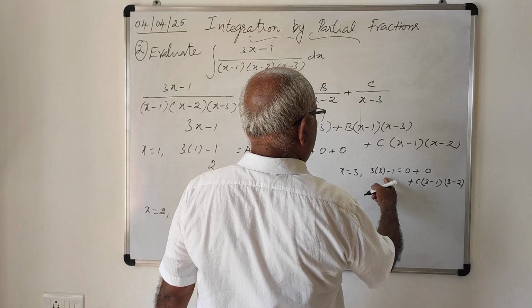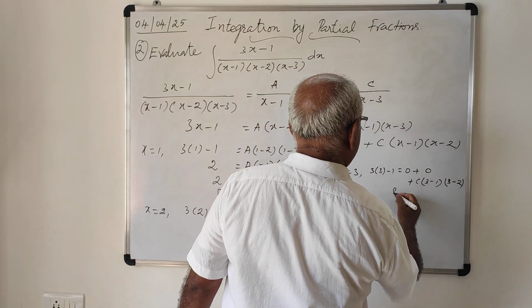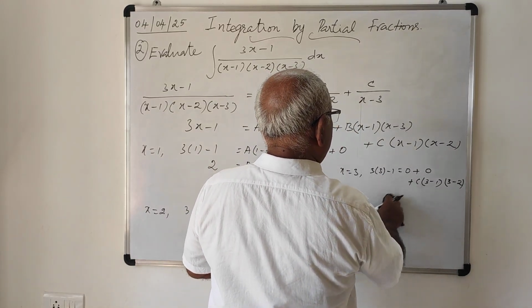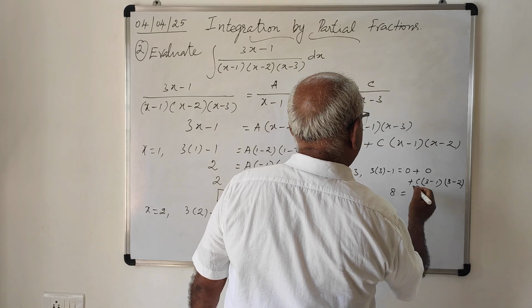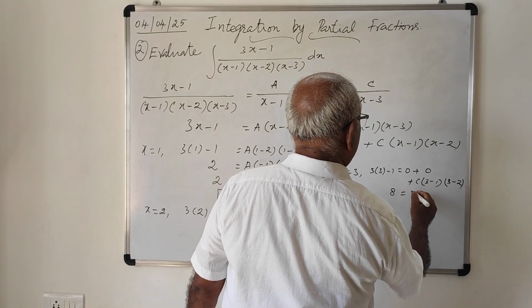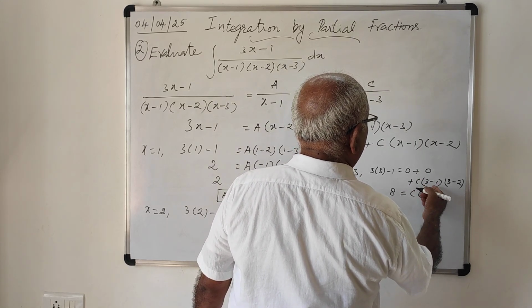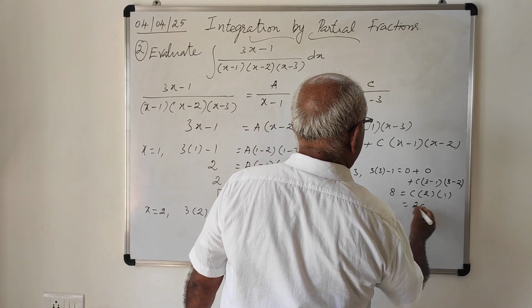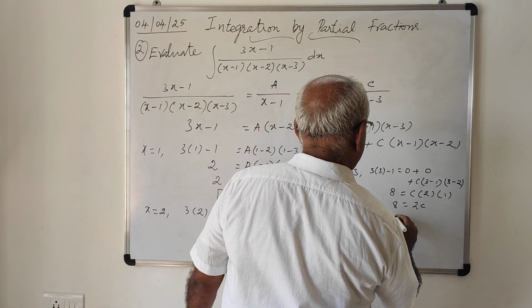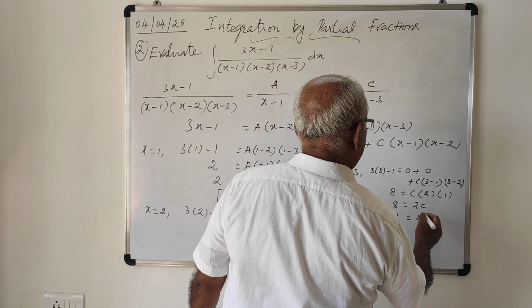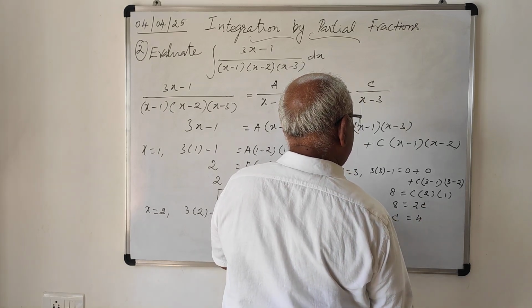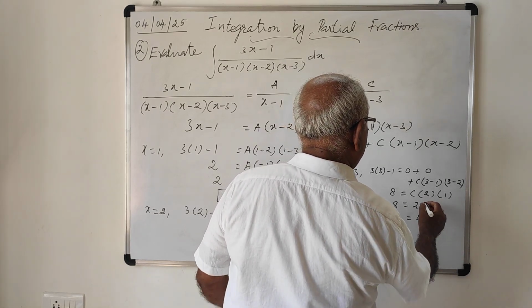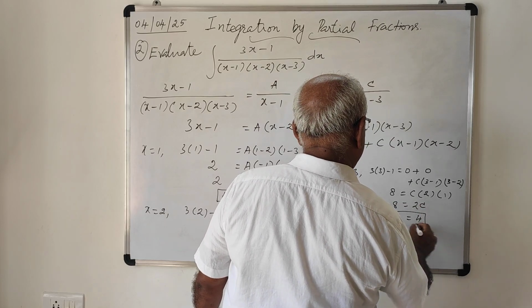So 3 times 3 is 9, minus 1 is 8. 8 equals c into 3 minus 1 is 2 and 3 minus 2 is 1, so 1 into 2 is 2. 2c equals 8. This implies c equals 8 by 2, which is 4. 2c equals 8, from this c equals 4.